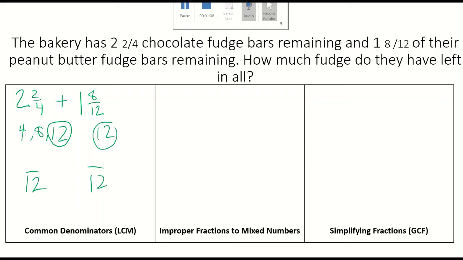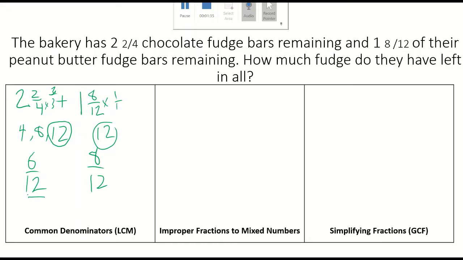And if you do that to the bottom, all right, if you multiplied 3 times or skip counted 3 times, you're also going to do that to the top. So that's going to say 2 times 3 is 6. If I multiply just once over here, then I also need to do it to the top. So 8 times 1 is 8. So we're going to keep 8/12. So now we have 6/12 and 8/12, and now we can move to our next step.